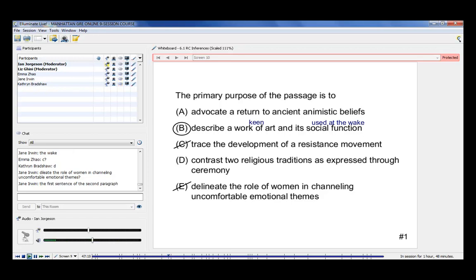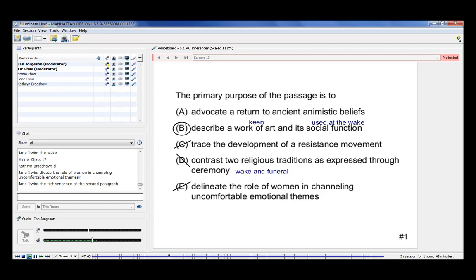Right, it's just one part of the second paragraph. So I wouldn't say D is too broad, because they don't say contrast all religious traditions. They say two religious traditions, and so we can translate that as contrast the keen and the wake, the wake and the funeral, as expressed through ceremony, right? So wake and funeral is the ceremony.